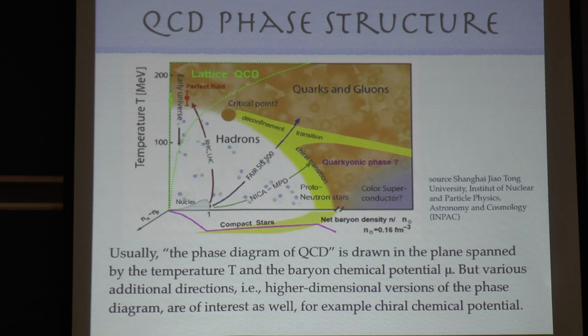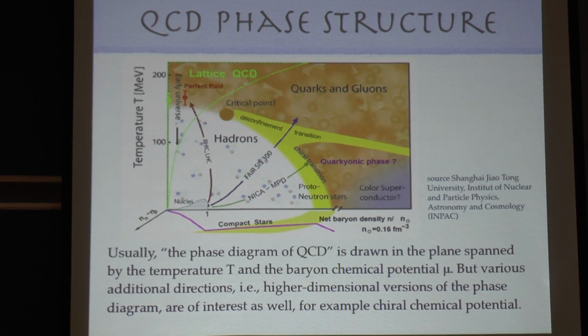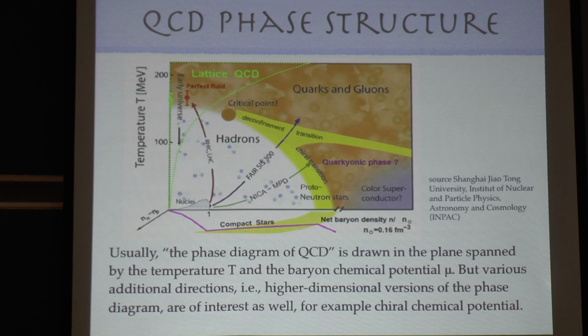Just to mention some words, we can use this anomalous hydrodynamics to study the phase diagram of chiral fermions. There are some intuitions about the phase diagram of QCD. So in our case, it will be temperature versus chemical potential.